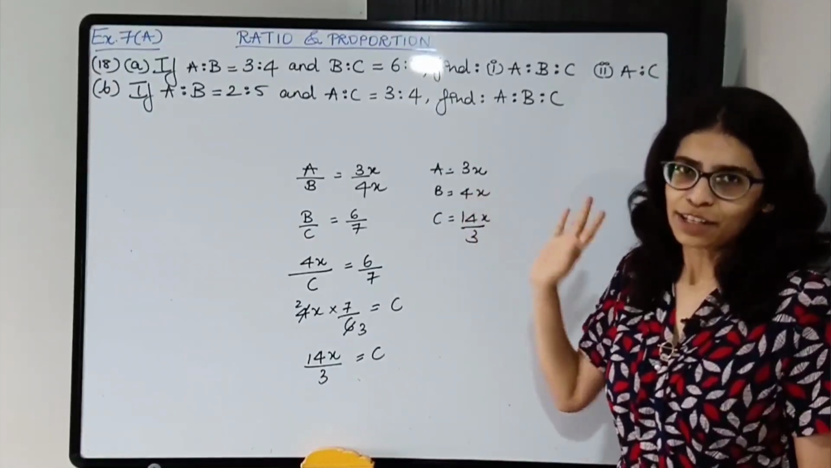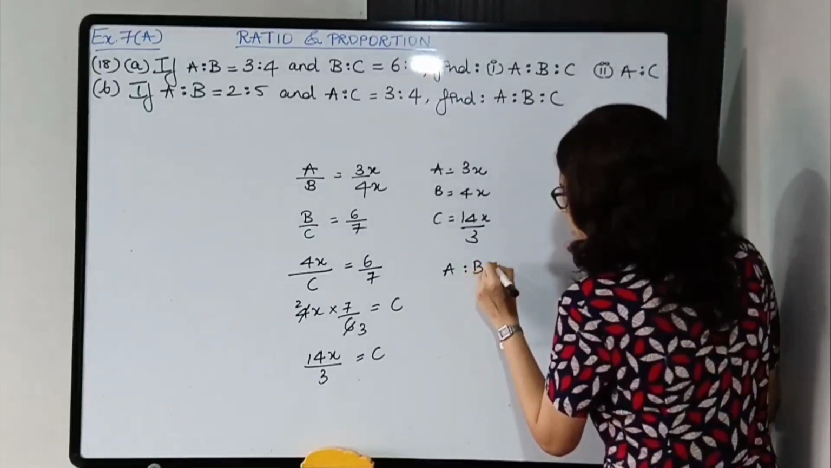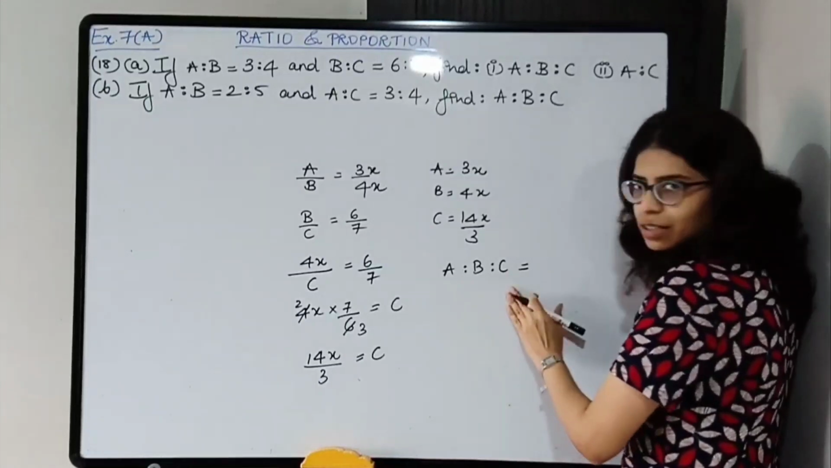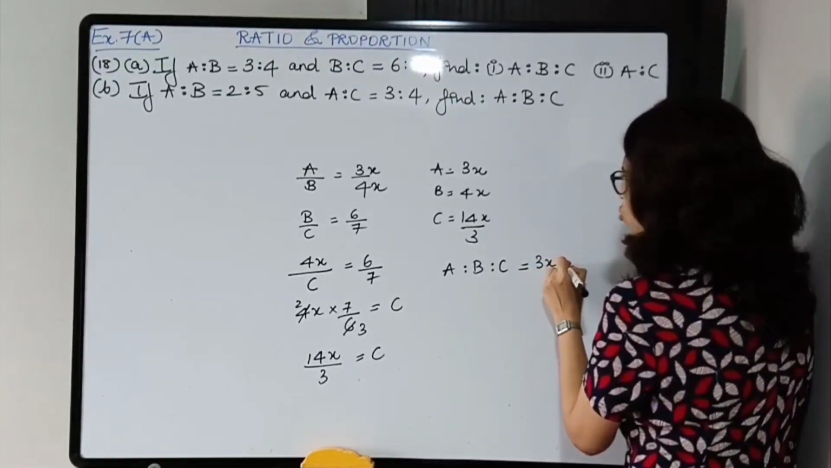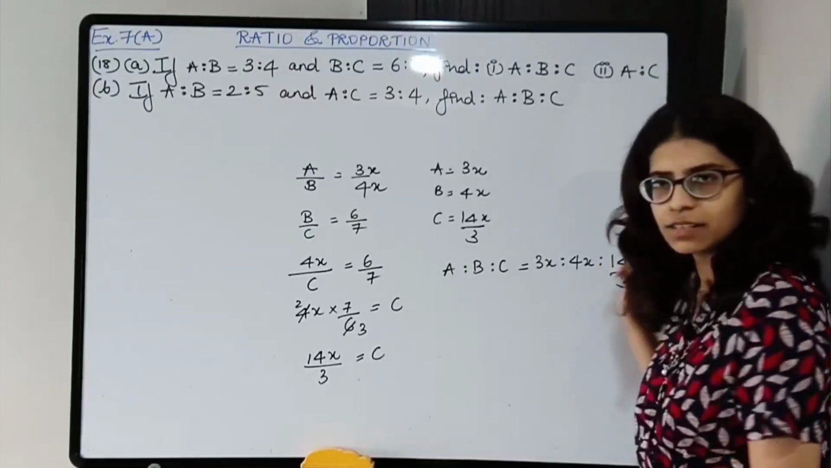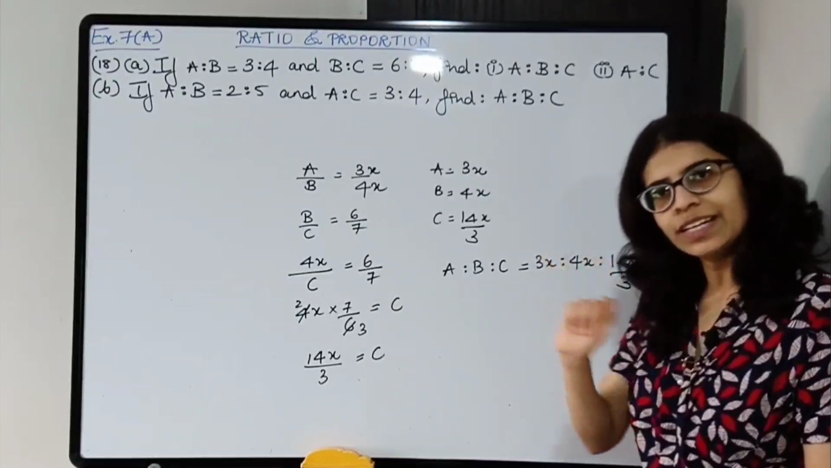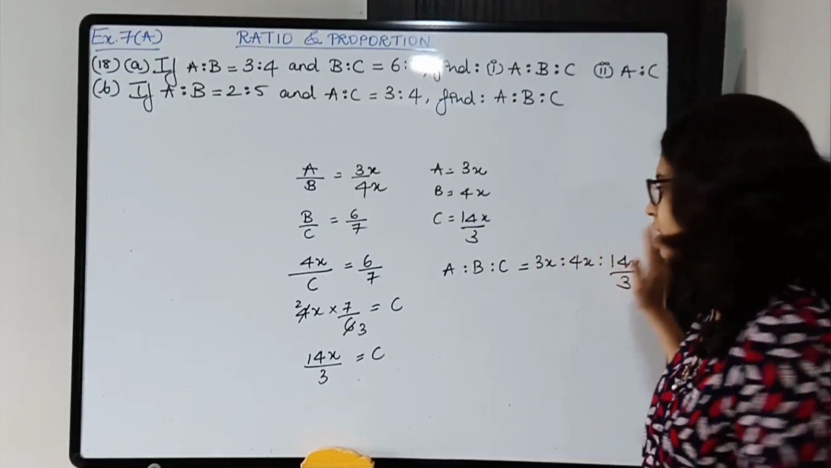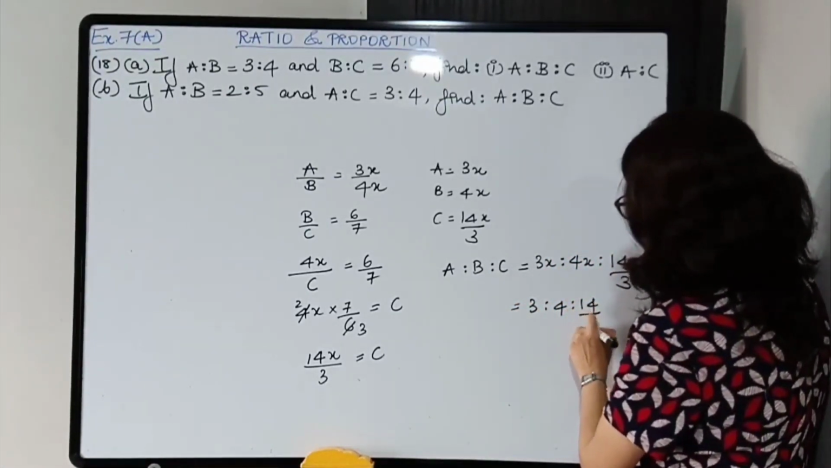All right. Now we can easily find out the ratio. So A is to B is to C. We will not write upon in this case. Keep it as it is. ठीक है, ऐसे ही रखते हैं. A is to B is to C will be 3x is to 4x is to 14x upon 3, right? Now x है, so you can cancel out the x. ठीक है, that is the common factor in all the 3, so you can remove x. So it will be 3 is to 4 is to 14 upon 3.